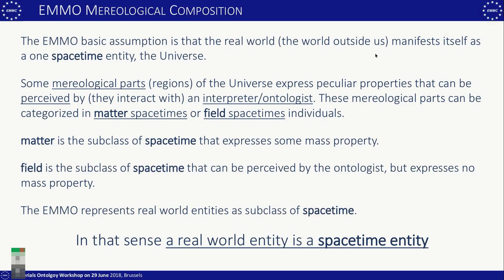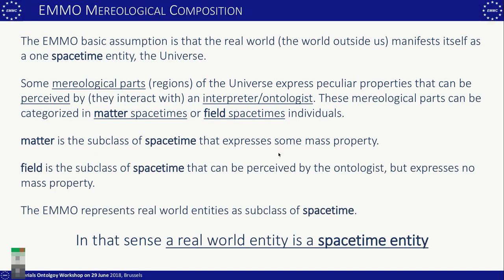The EMMO basic assumption is that the real world manifests itself as one space-time entity, the universe. Some mereological parts of the universe express peculiar properties that can be perceived by an interpreter. These parts can be categorized in matter or field. So we perceive the world by interacting with matter or interacting with field. For example, matter, everything you have on your desk, for example, and field, the gravitational field, for example.